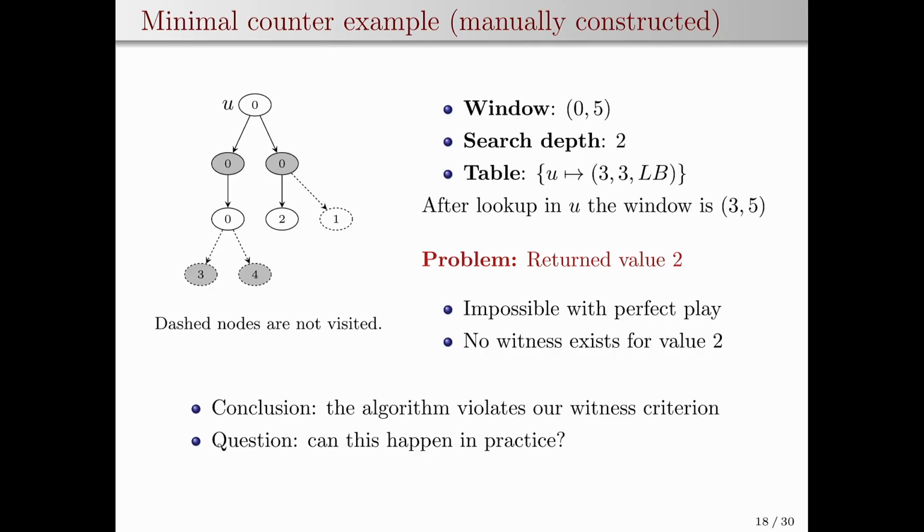We managed to get a concrete search tree that really showed that this Marsland algorithm does not satisfy the witness criterion. We have a window of 0.5, we have this small tree, and we have search depth 2, and we have a table that's already filled with a lower bound at depth 3, so a higher depth. And this was quite a puzzle, but we found it based on those hints from Dafny.